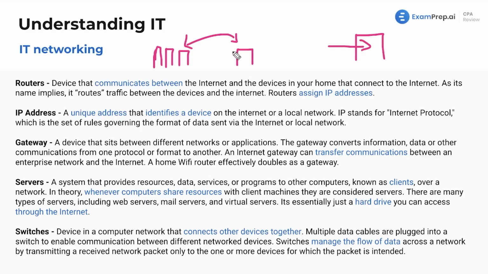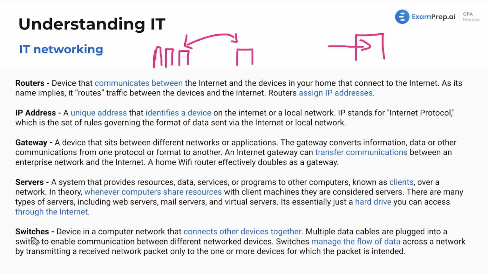So if you're storing something on your own computer at home, well, that's a server. You can use your own laptop as a server. That's totally possible. That's what a server is. It's just a computer that shares resources with client machines. With many types of servers, including web servers, mail servers, virtual servers, right? Your email is stored on a server. Essentially just a hard drive that you can access through the internet. Nothing crazy. Nothing crazy. You're now becoming more adept at what we've got to know for IT networking.